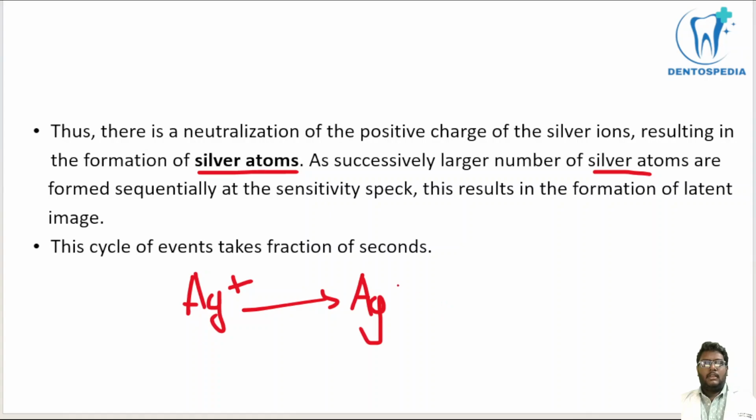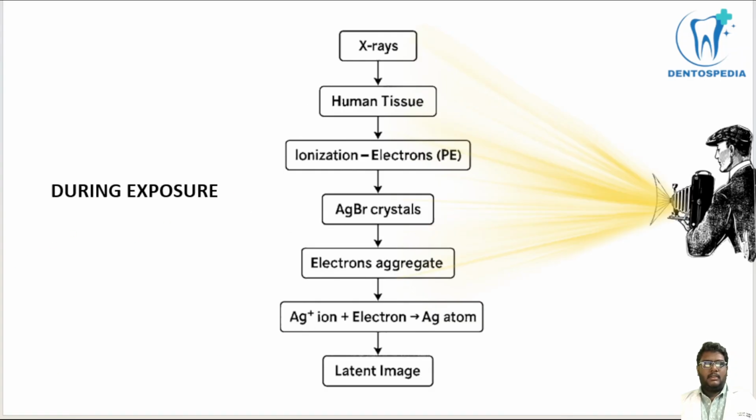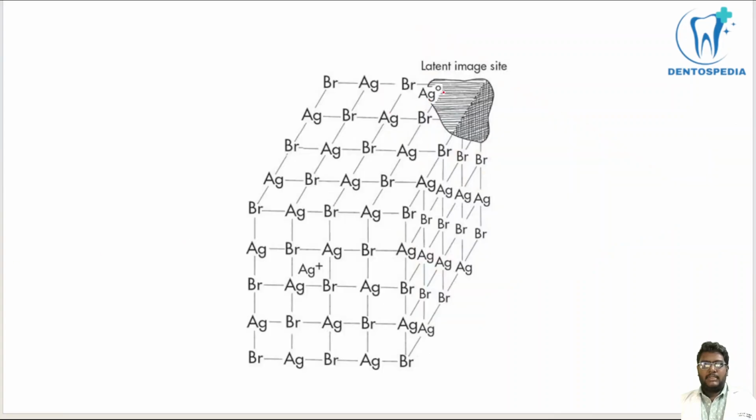And this whole process occurs in a fraction of a second. Wherever the Ag, that is the silver atom, is present, the film contains blackness in that area. So wherever silver atoms are present, the area will be darker, I mean the blackness in the radiographic image. Here you can see the Ag plus is converted into Ag atom, silver atom, and wherever the Ag is present, there will be blackness in the latent image.